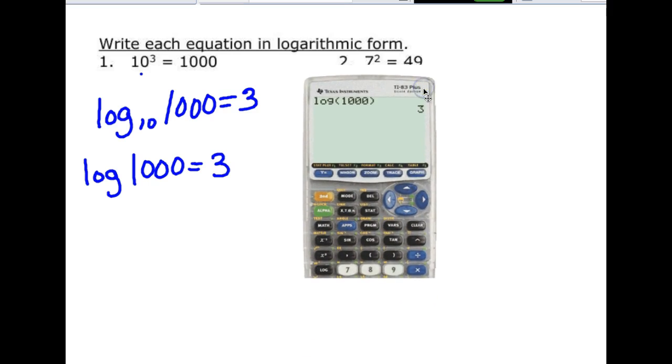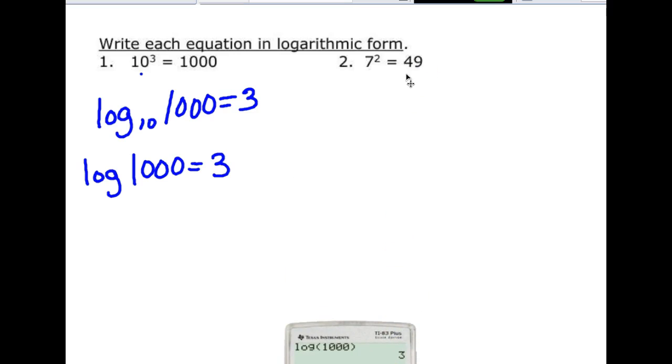When you look at your calculator, right here on the calculator it has a log button. There's a log button on the blue calculator also. This log button on this calculator or the blue calculator is base 10. If you take the blue calculator and put log of 1,000 and press enter, it'll tell you the answer is 3. That means 10 raised to the third power is equal to 1,000.